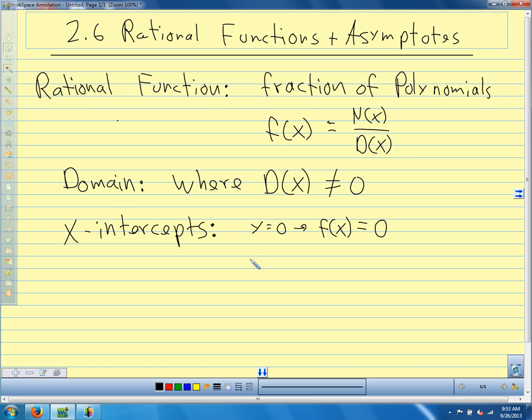The x-intercepts are where n of x equals 0, where the numerator equals 0. The numerator is a polynomial. We find where the numerator equals 0 with the same tools that we've been using all chapter. Synthetic division, factoring, long division, P's and Q's. So again, we're back to setting our dumpster on fire. Okay, we know how to solve that problem.